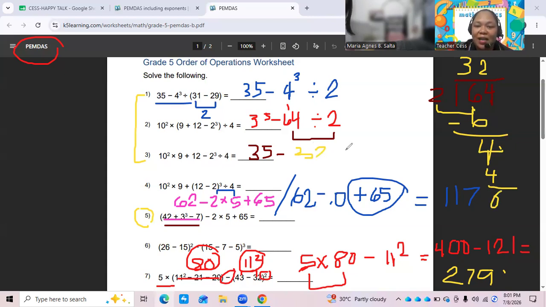Now, what is the final answer? The final remaining is 35 minus 32. The answer is 3. All right. You know now how to operate using the PEMDAS or GEMDAS operations?